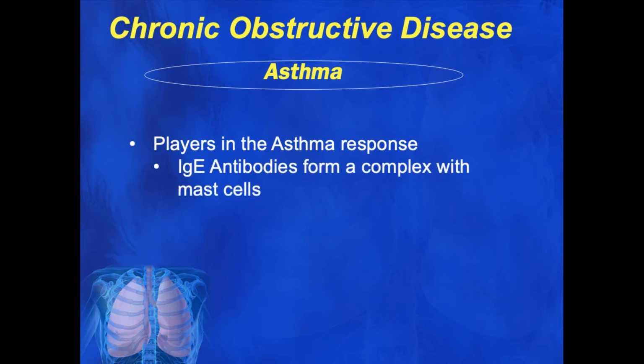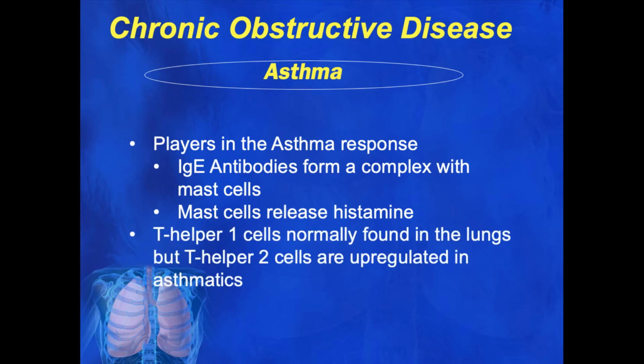So players in the asthma response are, one, the IgE antibodies, and they have the ability to form a complex with mast cells, causing those mast cells to release histamine. And if you remember, histamine is a trigger for this inflammatory response.